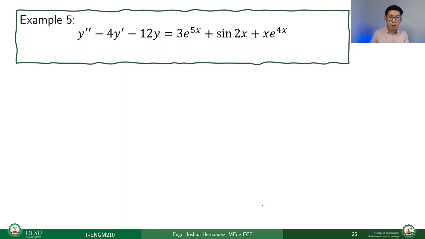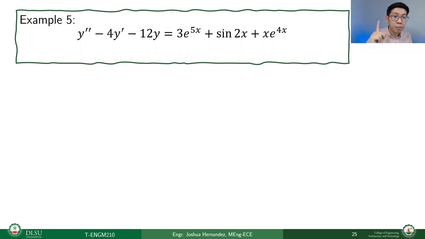Okay. So how about this problem right here? We have the same left-hand side of the equation which we already know from examples 1 to 4. But here, the right-hand side adds together the 3 e raised to 5x that we solved earlier, and then sine 2x, and then x e raised to 4x. So how do we solve for this? If we have this long expression, we can quantify it and solve individually. For example, 3 e raised to 5x, and then sine 2x, and then x e to the 4x.